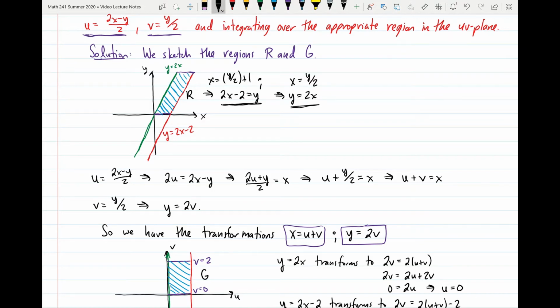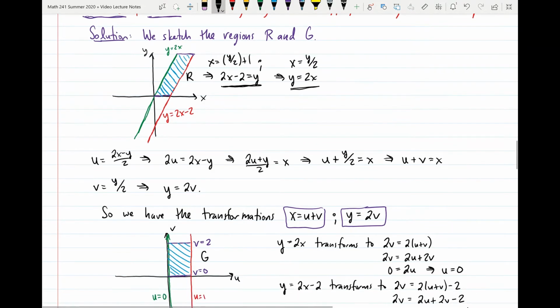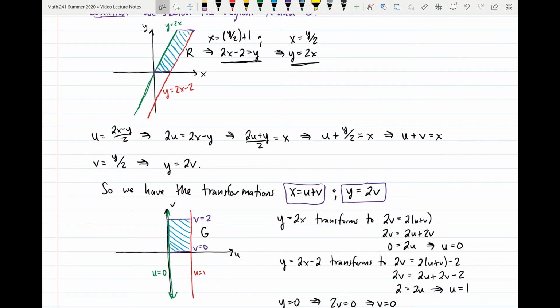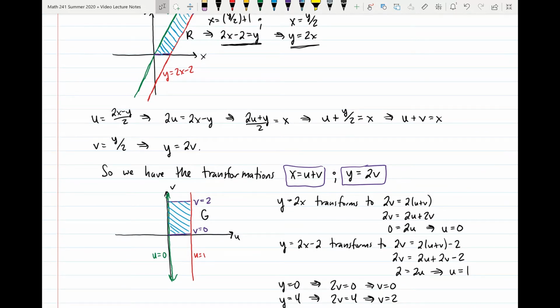So we want to have a definite relation between x, y, and u that allows us to say what happens to the lines y equals 2x and y equals 2x minus 2 inside of the UV plane based on this transformation here. So again, we have that u equals (2x minus y) over 2, which implies that 2u is equal to 2x minus y, and we can do a little bit more algebra here.